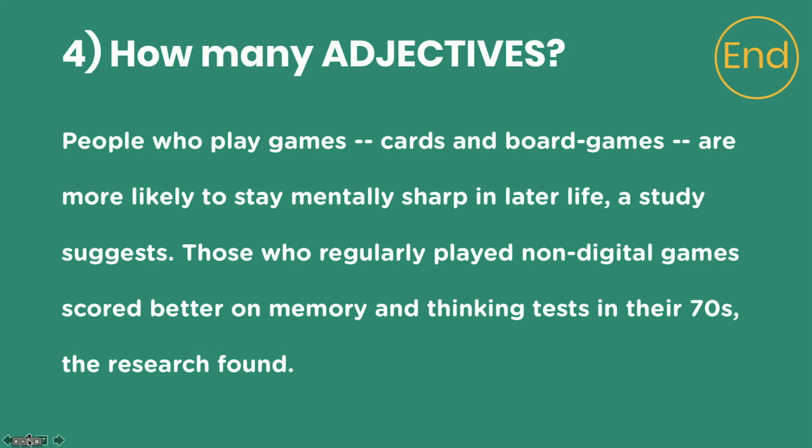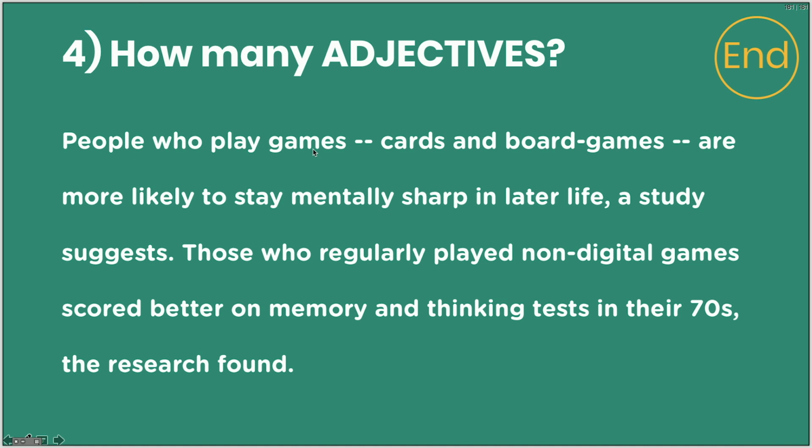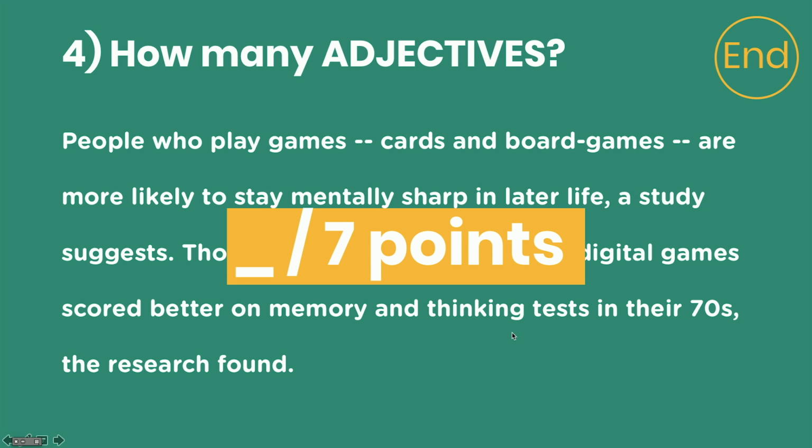Okay, let's count the adjectives now. So people who play games, no descriptions there. Cards and board games are more, there's one, likely to stay mentally sharp in later life, a study suggests. Those who regularly played non-digital, you can see it's describing that noun there, games, non-digital games, scored better on memory and thinking tests. Remember, these ones are describing this noun here. So memory test, thinking test in their 70s, the research found. So all up we have 1, 2, 3, 4, 5, 6, and 7 adjectives there. So 7 points for adjectives. How many did you get?